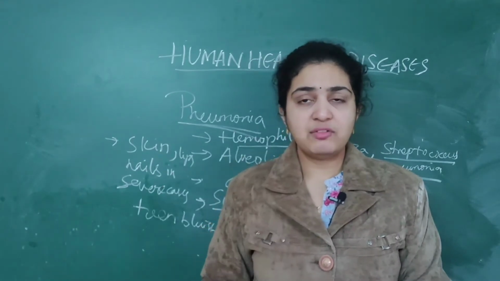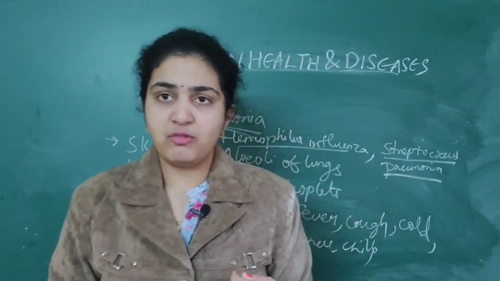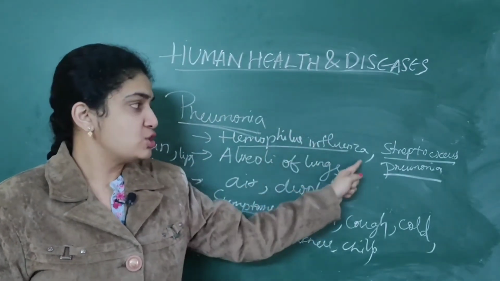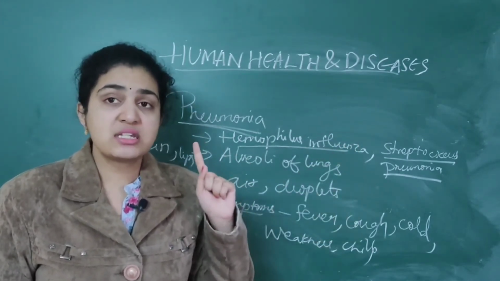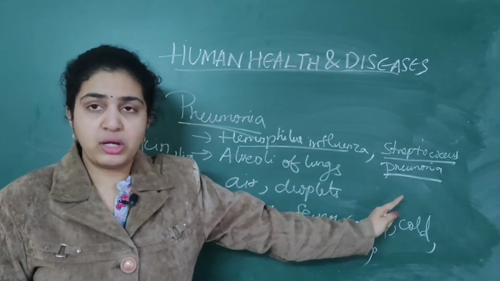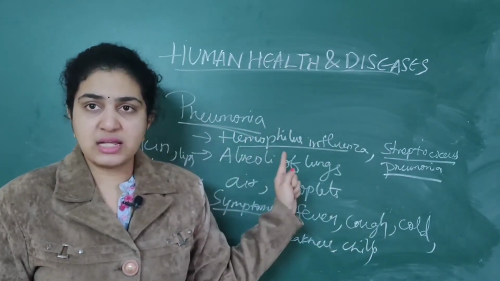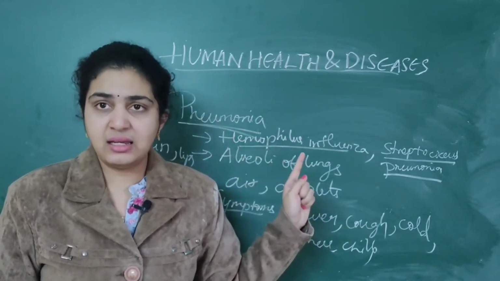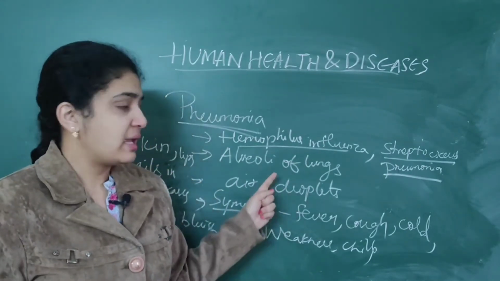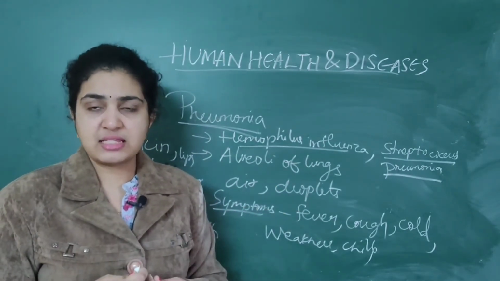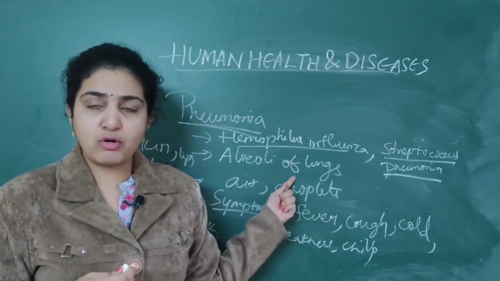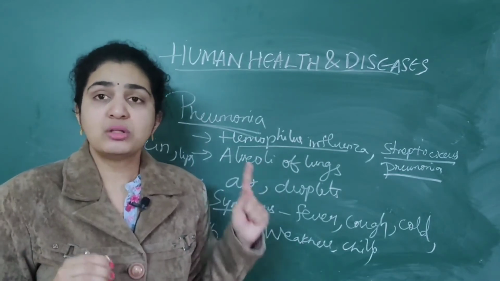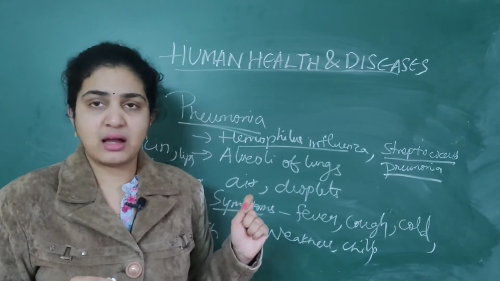What points we have discussed, again we will go through in order to remember well. First, what bacteria are associated with pneumonia? Streptococcus pneumoniae is one. It is not Staphylococcus, it is Streptococcus pneumoniae, as well as Haemophilus influenzae. These are the two bacteria which cause pneumonia, because pneumonia is a bacterial disease. Next, which part of the body does it mainly affect? The alveoli of the lungs. Lungs have separate bag-like structures called alveoli, and pneumonia directly affects them.